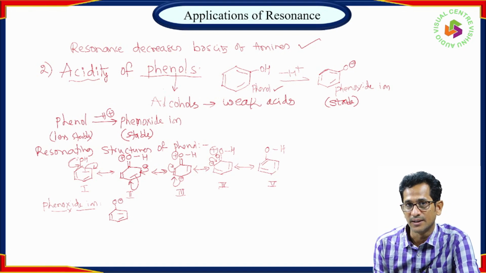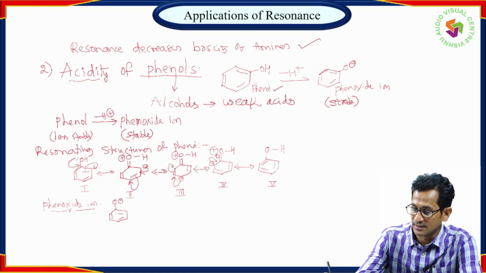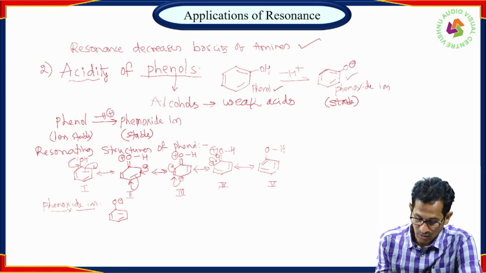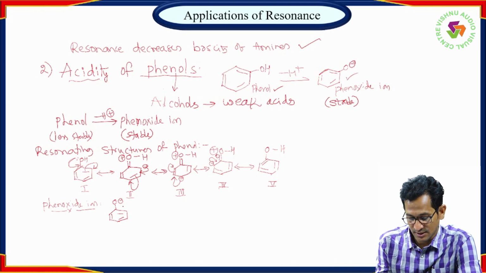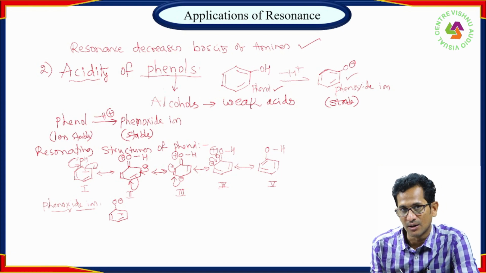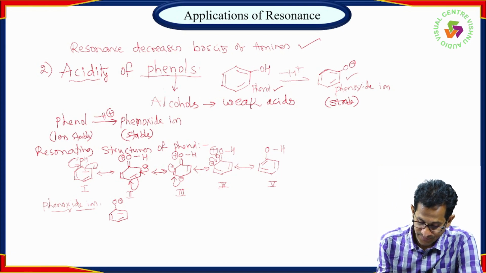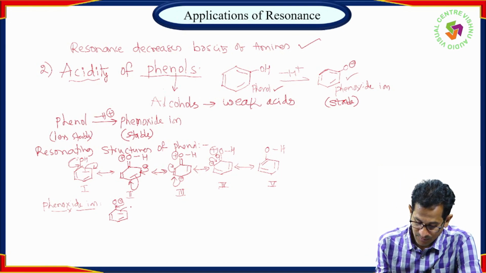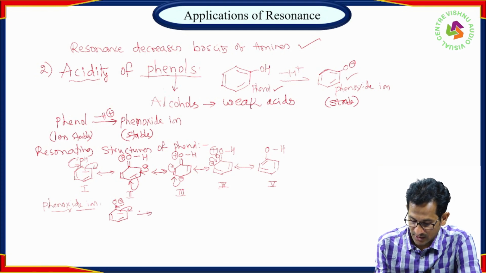O minus, the negative charge on oxygen. Here, this is a phenoxide ion. Now, again, this negative charge is in conjugation with the double bond of the ring. So, the same resonating structures are possible here.